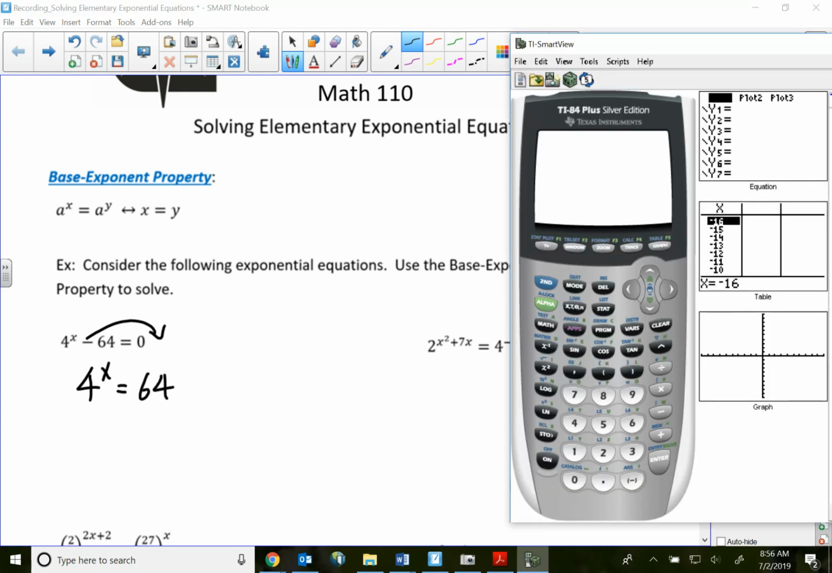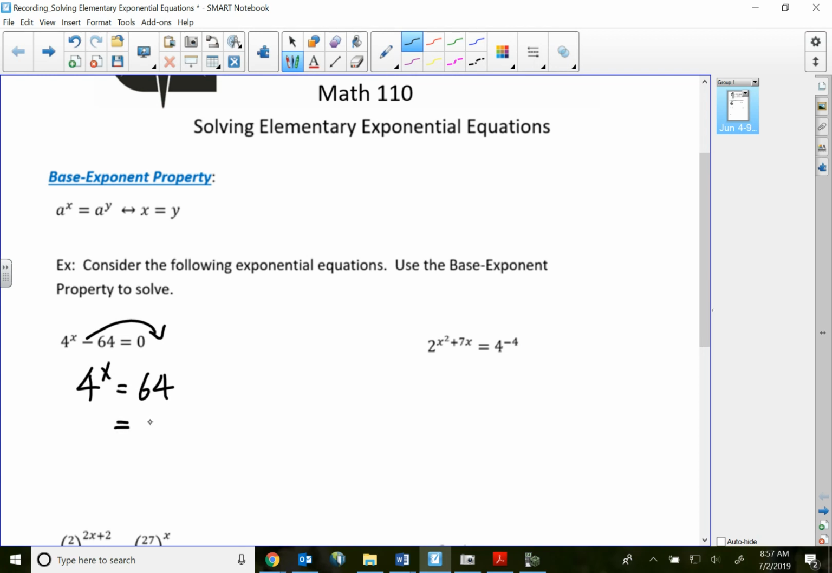Well, it just turns out if you try it, 4 to the second power is 16. 4 to the third power is actually 64. So the 64 can be rewritten as 4 to the third. Once the bases are the same and equal, we can set the exponents equal to each other. Therefore, x equals 3.